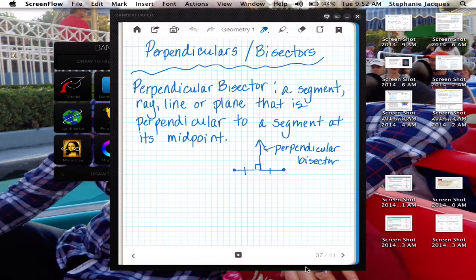Tonight we'll be talking about perpendiculars and bisectors and perpendicular bisectors. So go ahead and title your notes, perpendiculars, bisectors. And a perpendicular bisector is just a segment, ray, line, or plane that is perpendicular to a segment at its midpoint. So that's very important to know. It has to be at its midpoint.